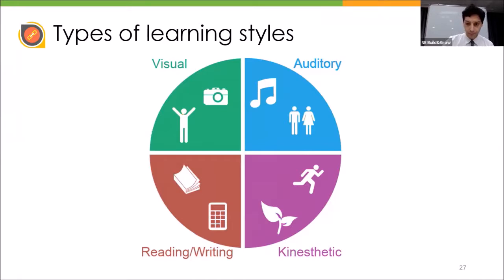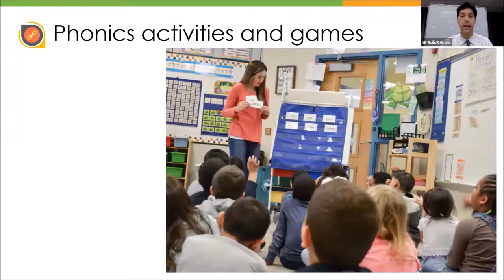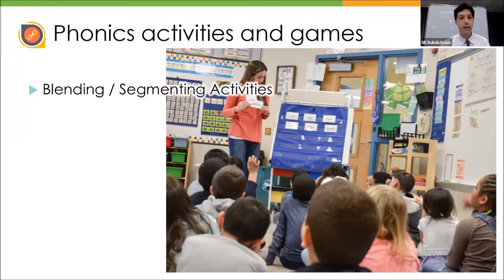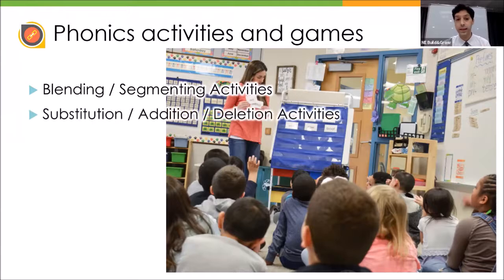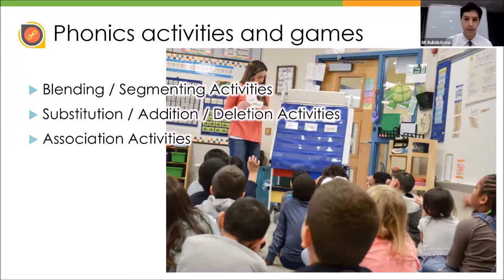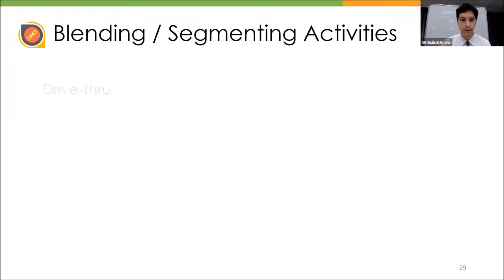Okay, now let's move on and talk about actual activities and how we can tie all of these different things together that we've talked about. Okay, so we're going to talk about blending and segmenting activities. I'm going to give you two examples. I'm going to give you two examples of substitution, addition, and deletion activities that you can do. And finally, association activities. So let's get started.